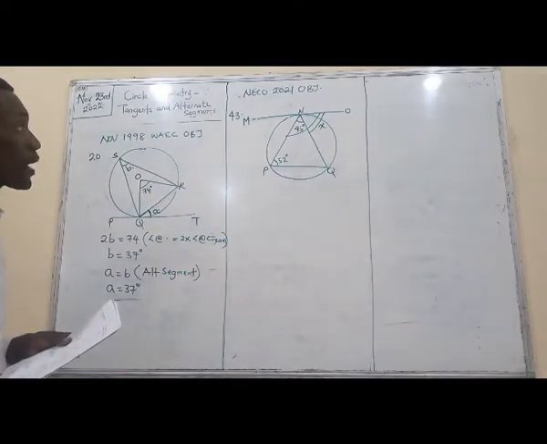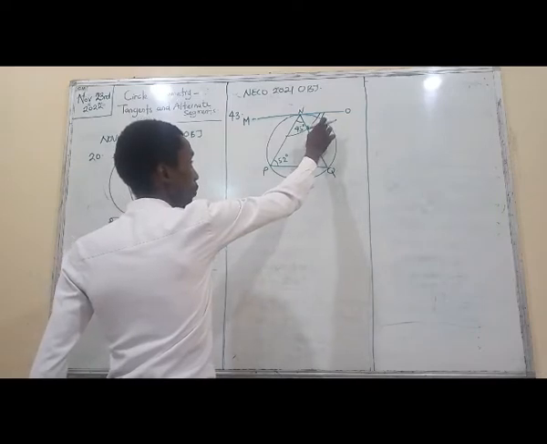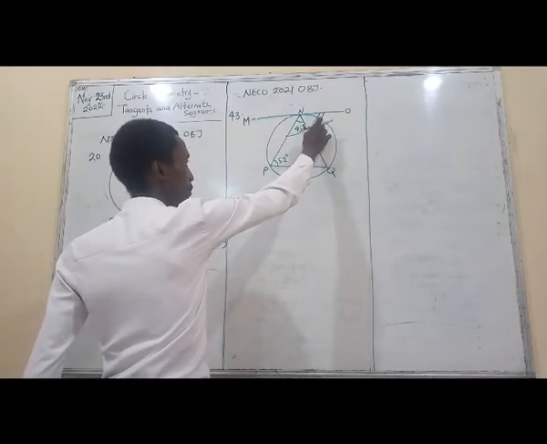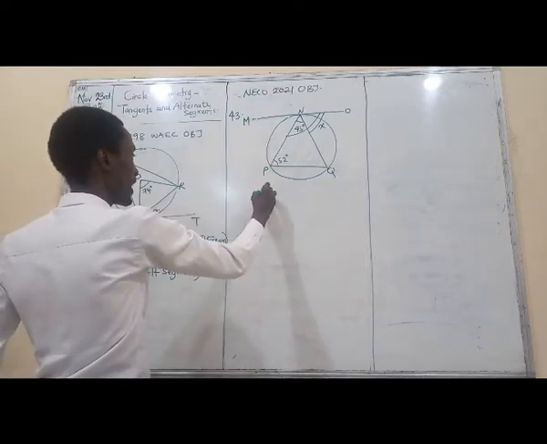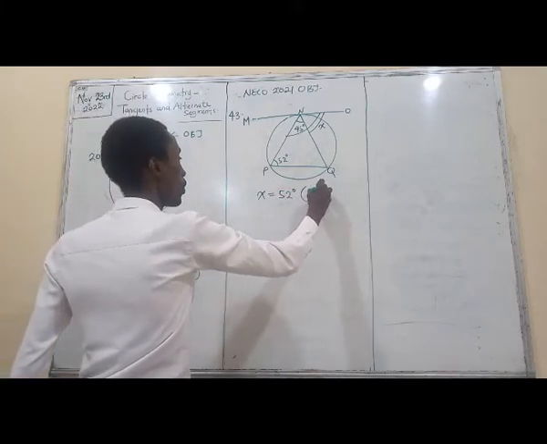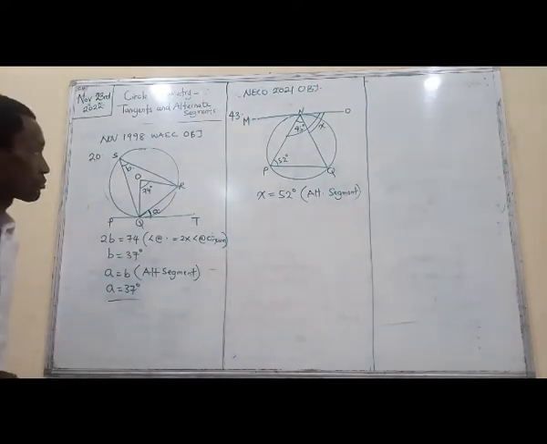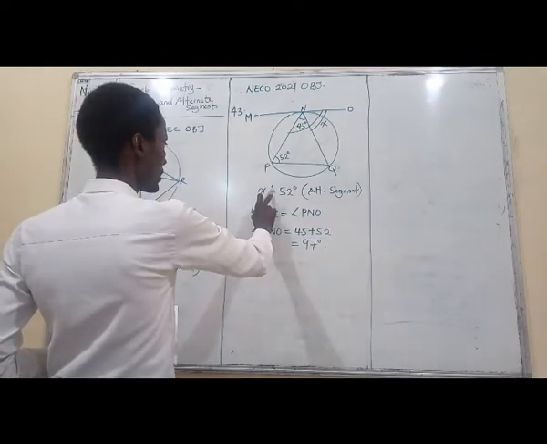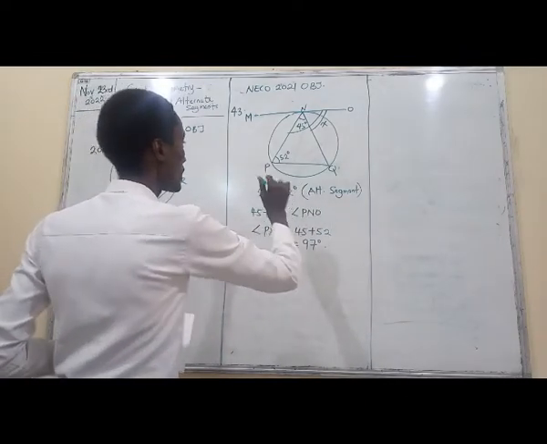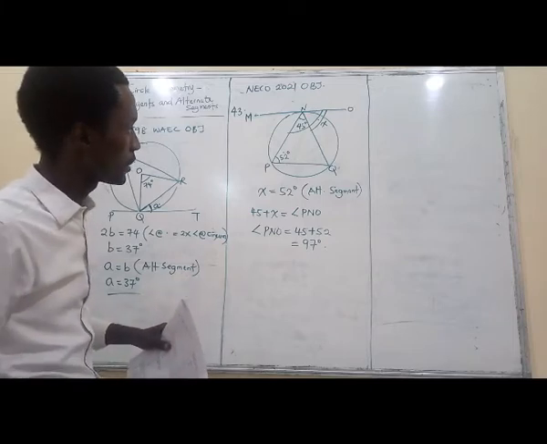Now, remember we said something about alternate angle relationship. Sorry, corresponding angle relationship. This angle will be relating with this angle. It's a false corresponding angle relationship. So if that is understood, we can say that X is equal to 52 degrees. And what's the reason for that? Alternate segment becomes the reason for that theorem to be true. We start at X equal to 52 degrees, and the reason is alternate segments.